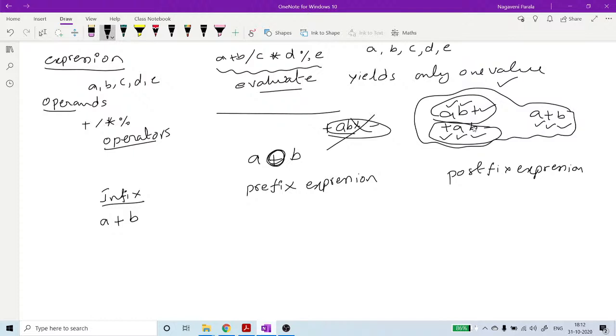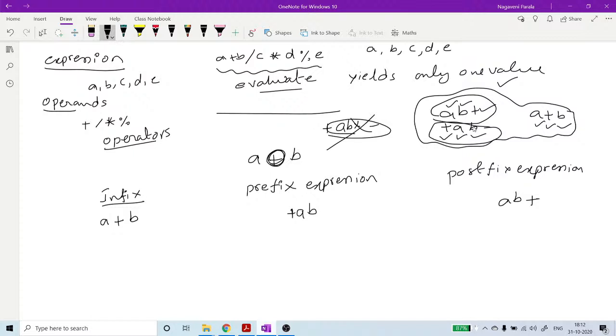Suppose prefix, that means what? A and B are two operands where I am going to keep the operator before the operands, so that it is prefix. And if I want to keep the operator after the operands, it is post, meaning later. After writing the operands, we place the symbol, so that is a postfix expression. Understood? So, definition and types of expression.